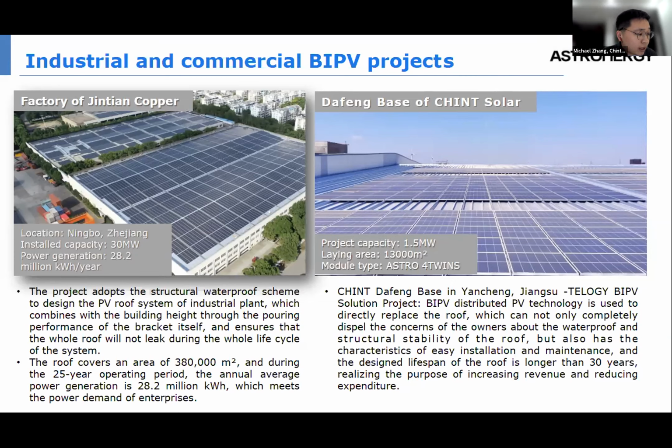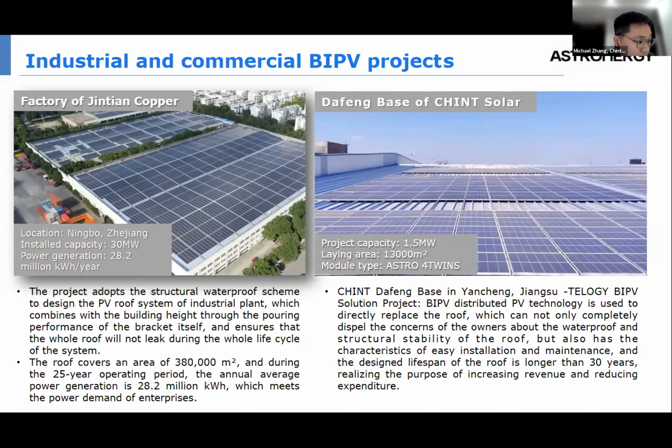The other one is our solar factory, the Chint Solar in Dafeng of Yancheng City. The capacity is 1.5 megawatts. The total area is 13,000 square meters. We are making our Astro 4 Twins solar module in this factory. In this base we have integrated our Telogy BIPV solution.